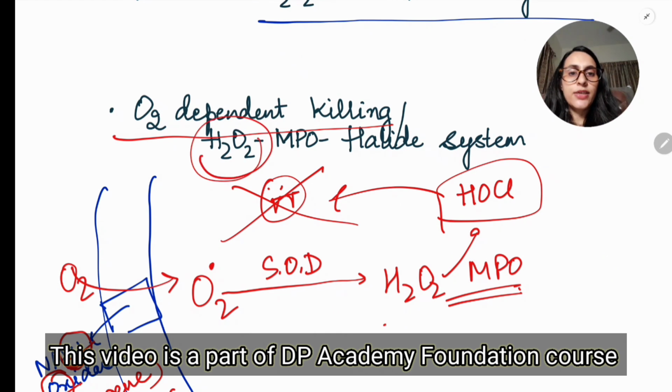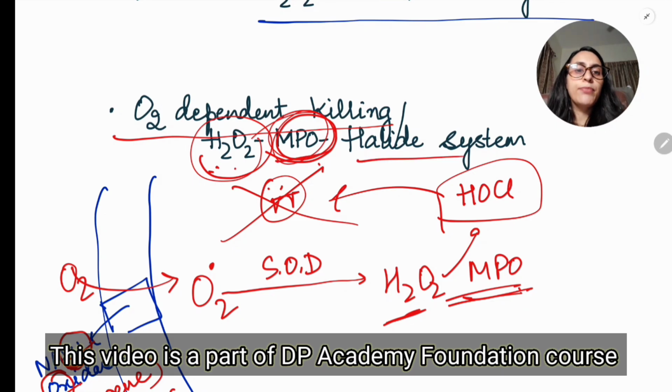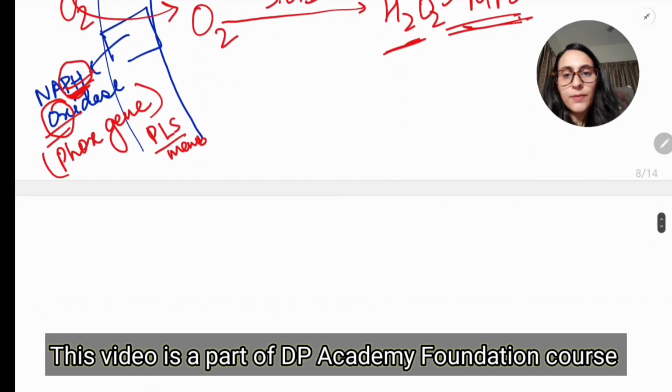Because with the help of oxygen, hydrogen peroxide is formed, and from this hydrogen peroxide, we are using this myeloperoxidase enzyme. That is why we call it hydrogen peroxide MPO halide system. This is oxygen dependent killing.